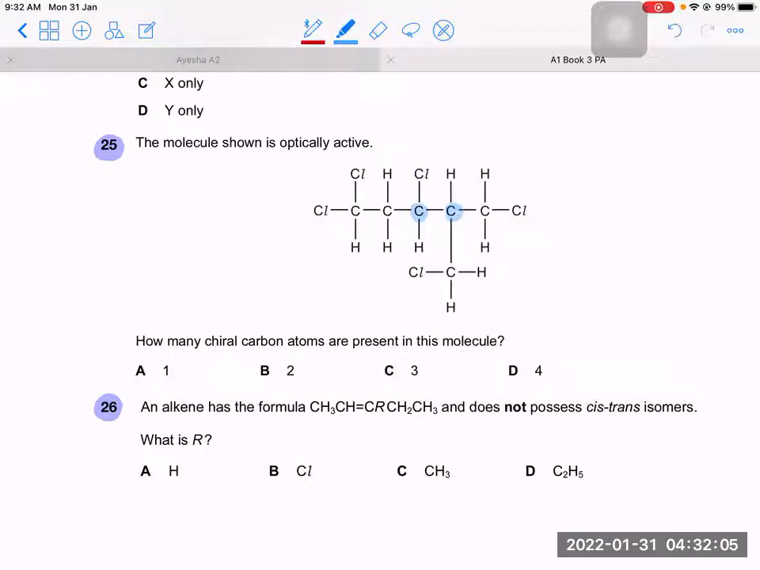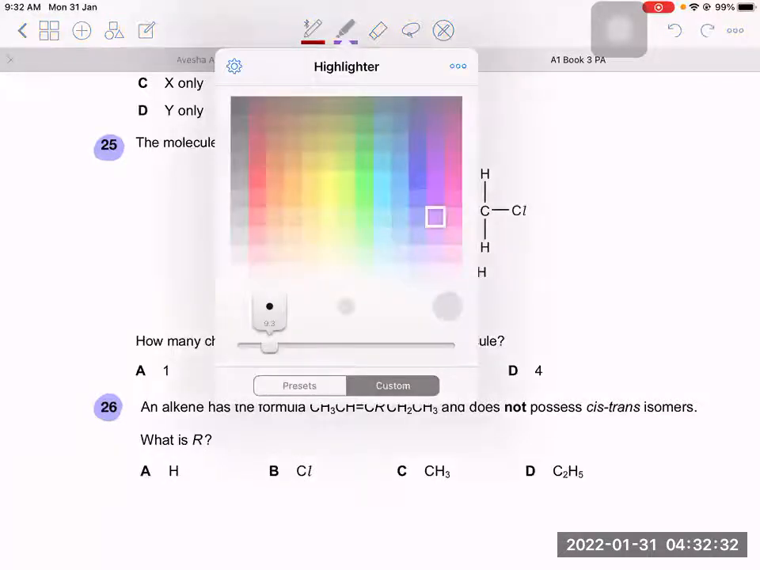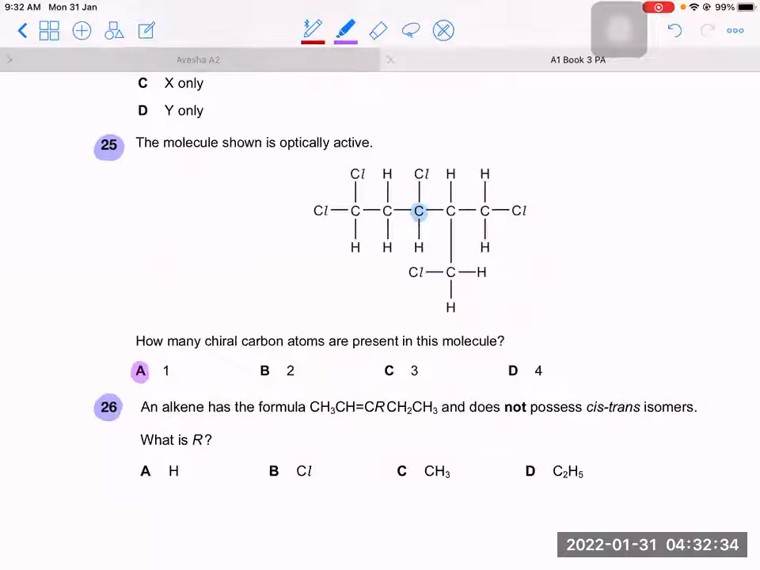Can this be chiral? Can this be chiral? No. Very good. Why? Because it has a CH2Cl and another CH2Cl. Do you see that? They are both the same. So this can't be chiral. Can this be chiral? No. Why? Very good. Can this be chiral? No. Why? 2 hydrogens. Is this clear? There is only one chiral center. The answer therefore is A.